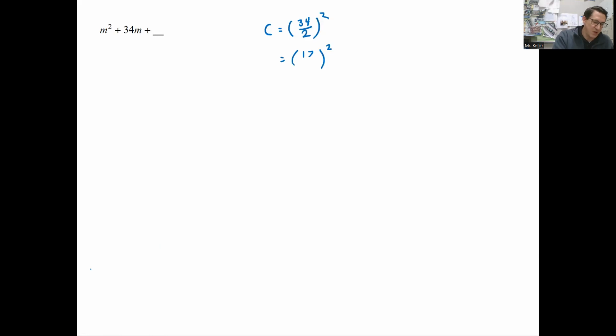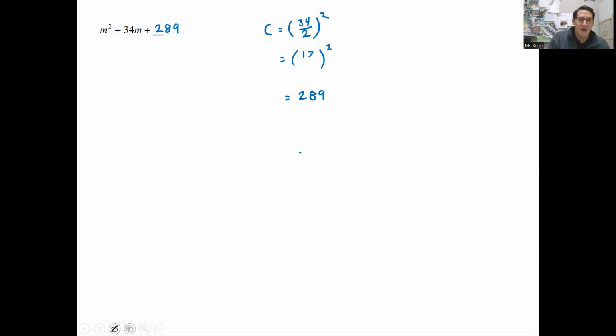So 17 squared, and I just want to double check that. 17 squared, nope. 289. So this comes out to 289. So that goes in here for our c value at the end.